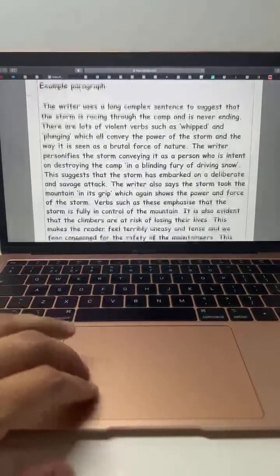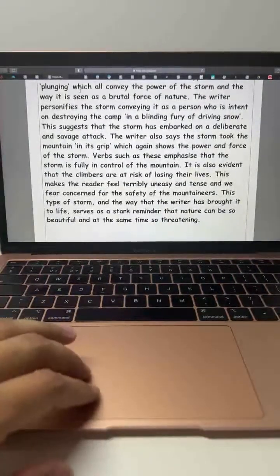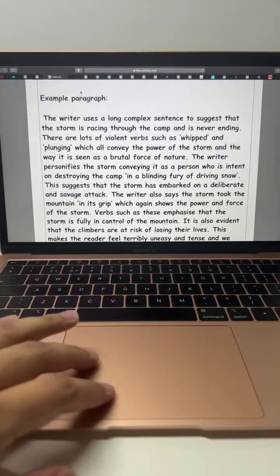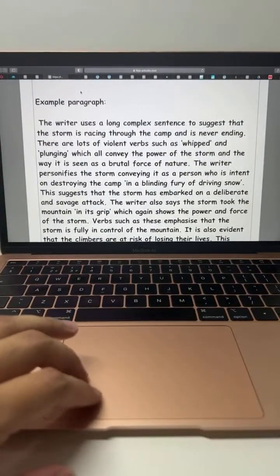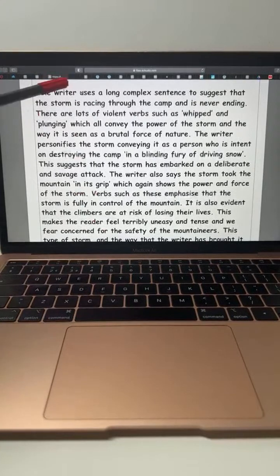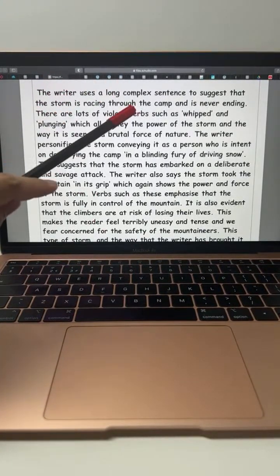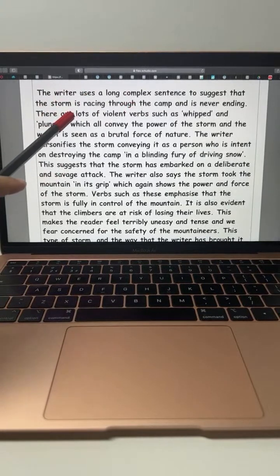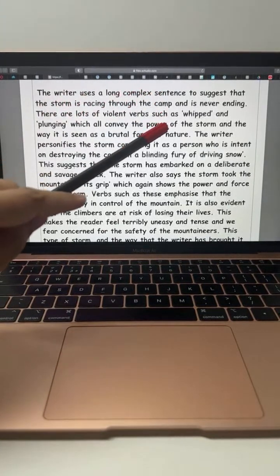So if I just scroll down, you're going to look at how in depth the analysis is, and you're going to see this is why this was able to score the level four. A level four answer is an answer which is of the highest band, it's perceptive, and it's detailed. Okay, so you've got to see this in this example as well. So let's begin. So it says the writer uses a long complex sentence to suggest that the storm is racing through the camp and is never ending.